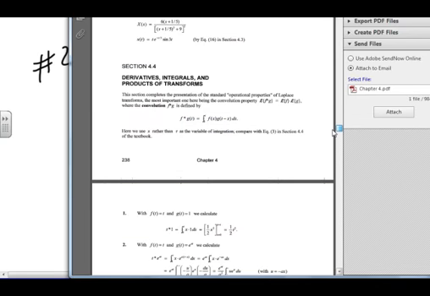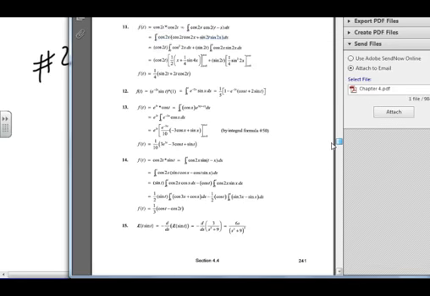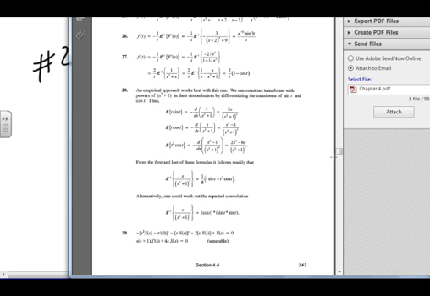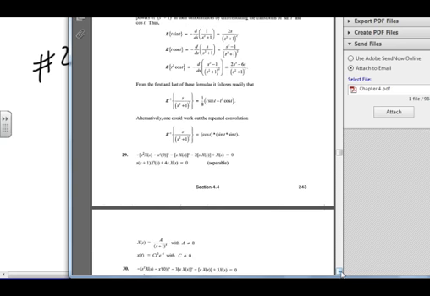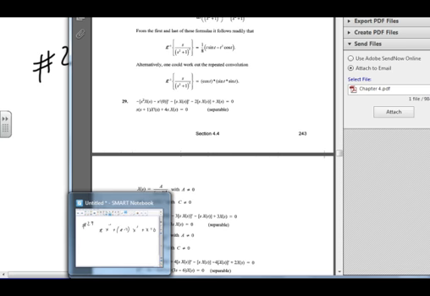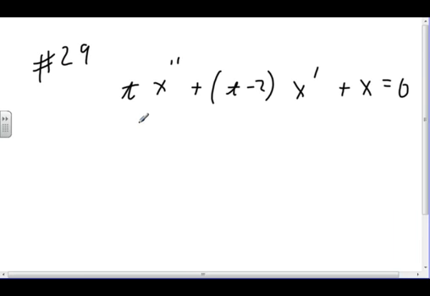Okay, we're in section 4.4. And we're looking at problem 29. Right. So none of you can read that, right? So you don't know what it's saying. Okay, so t x double prime. And we look at the theorem.